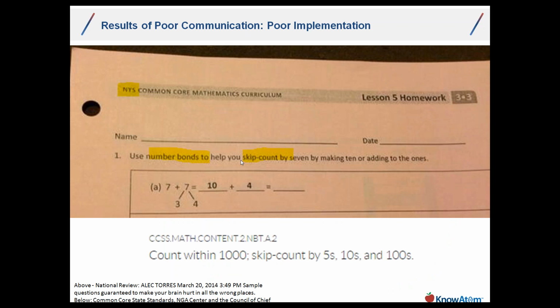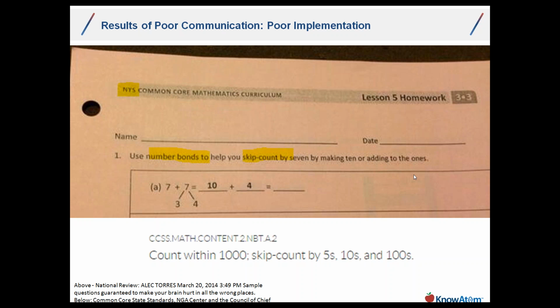This is from a fairly famous article in the National Review from March 2014, where the National Review published a number of Common Core questions. I think the title was Questions Guaranteed to Make Your Brain Hurt. This was one of the questions, and this was from New York State. The NYS Common Core math curriculum, and you can see the question: use number bonds to help you skip count by 7 by making 10 or adding to the ones.